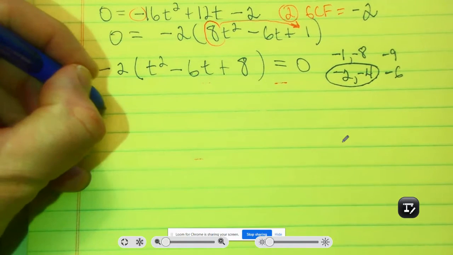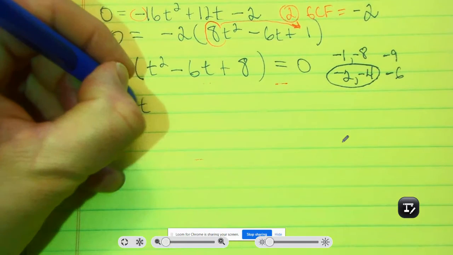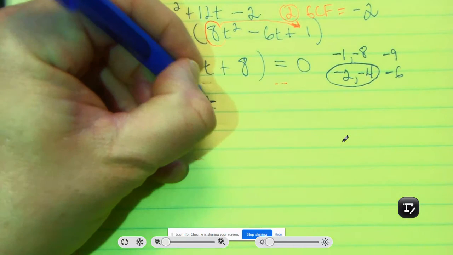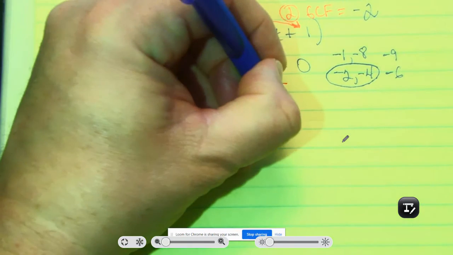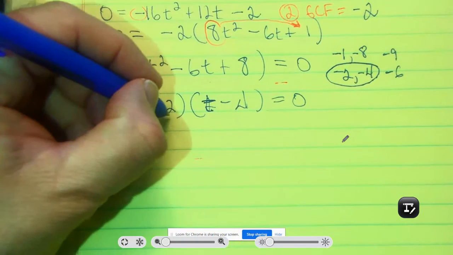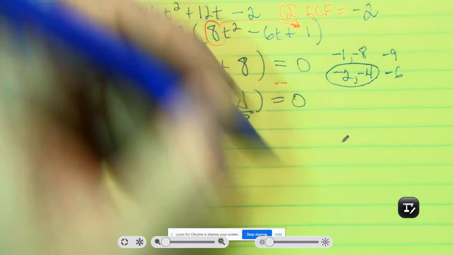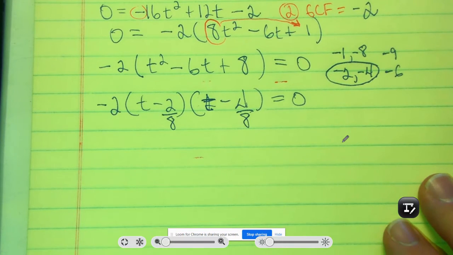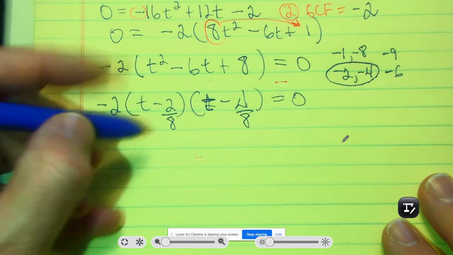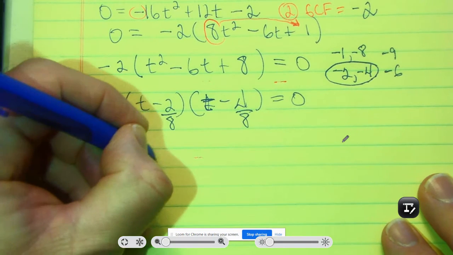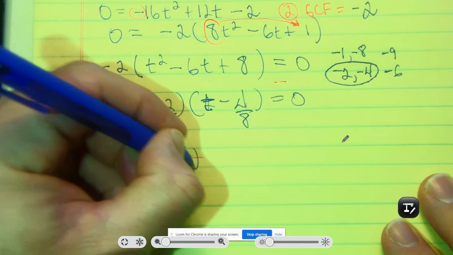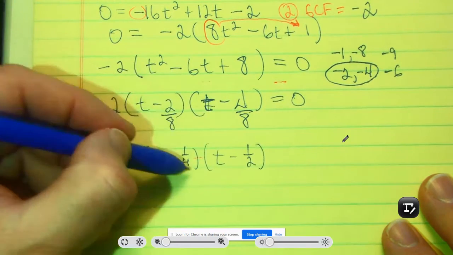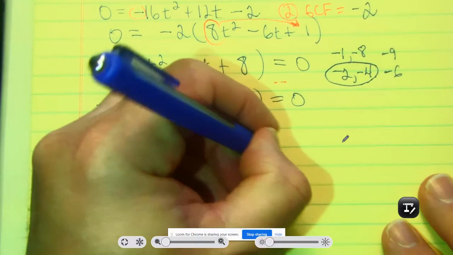So this will factor this way. It'll be t minus 2 times t minus 4, and that equals 0. Remember, I multiplied by 8, so I've got to divide by 8 as well in the second terms of the binomials. All right, so let's reduce that fraction. It'll be -2 times t minus 1/4 and t minus 1/2, because 2/8 becomes 1/4, 4/8 becomes 1/2. That equals 0.